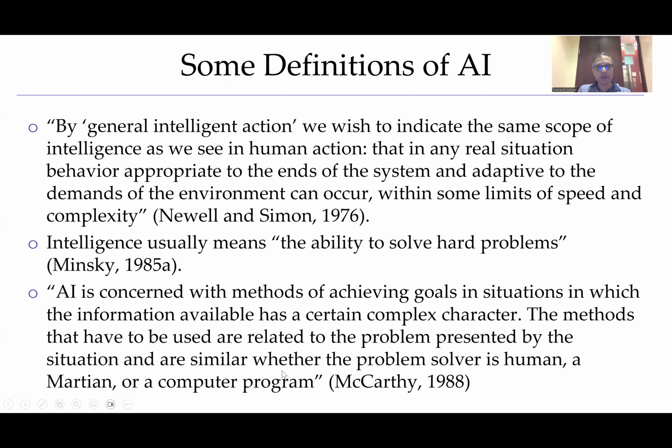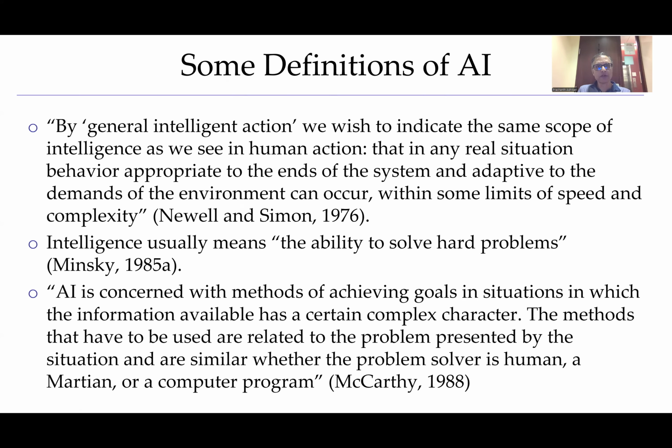So here, I think he's highlighting a certain universality to intelligence, where he's basically saying that to exhibit intelligence, in particular for artificial intelligence, the methods that are used to solve the problem should be the same, regardless of the entity that is solving the problem, whether it is a human or an alien or a computer program, right? So there's a certain element of universality to it. Okay.